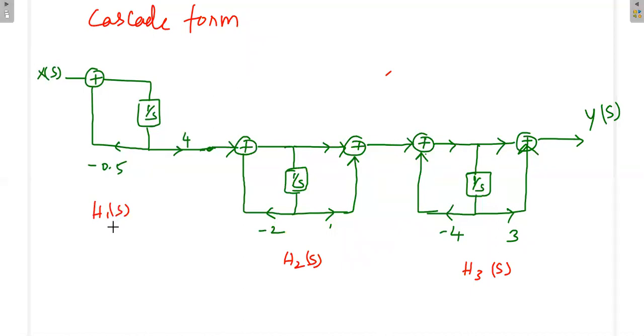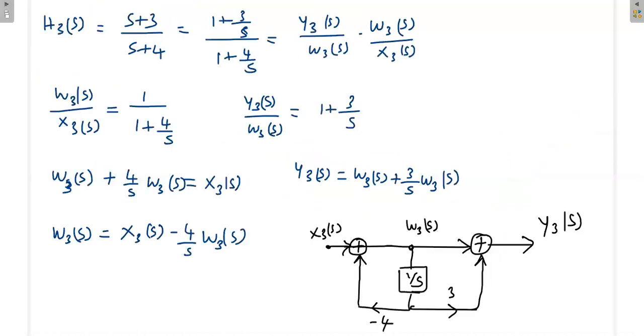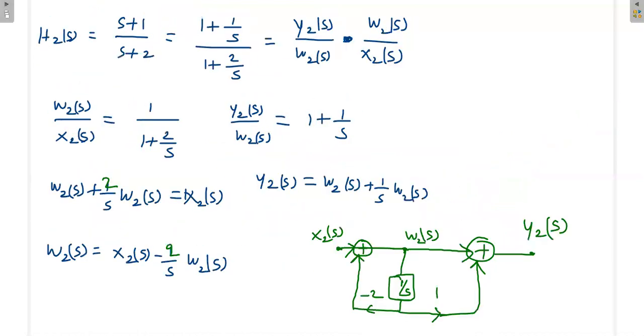Okay, then how to realize this H1 of S, H2 of S, H3 of S directly without using this method? Because this transfer function is very simple format only, so that we can also directly realize it, instead of going through these steps. Okay, now we'll try that.